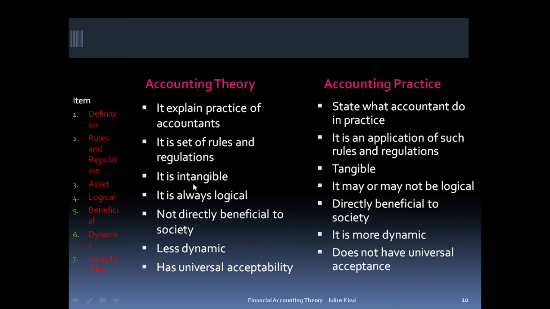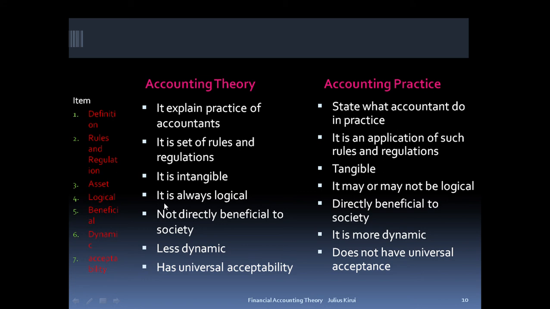Rules and regulations, that's number 2. Theory is a set of rules and regulations. Practice is the application of such rules and regulations. So in practice, you make it happen. In theory, you set rules and regulations. Asset: theory is an intangible asset, practice is a tangible asset. So intangible means you cannot touch it, but tangible, you can see it, you can practice it.